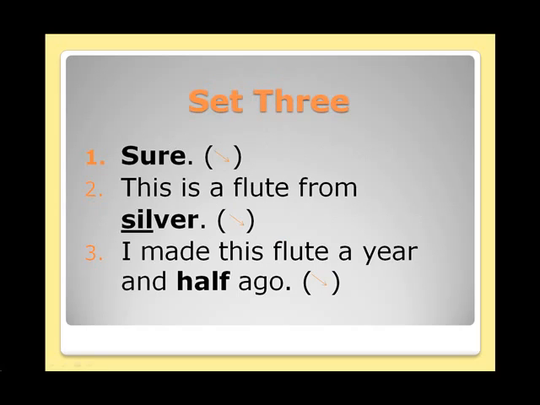Set 3. 1. Sure. 2. This is a flute from silver. 3. I made this flute a year and a half ago. Note that in 2 and 3, our voice will continue to fall after that syllable receiving primary stress. Listen again to those endings. Silver. Half ago.